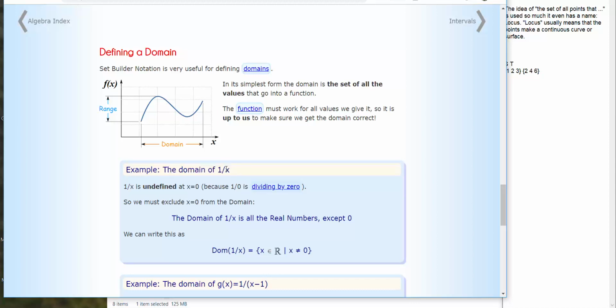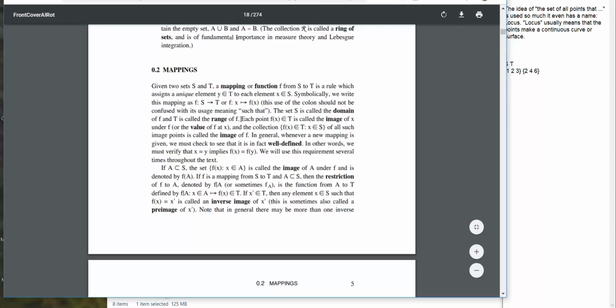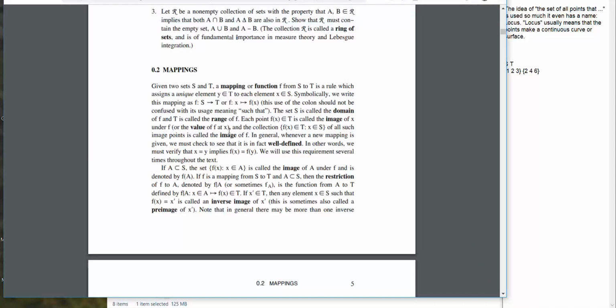So the domain of a function, 1 over x, is called f in this notation here. That's f of x. It should be stated that the set S is called the domain of f, and T is called the range of f. Each point f of x belonging to T is called the image of x under f, or the value of f at x. And the collection of all such image points is called the image of f.